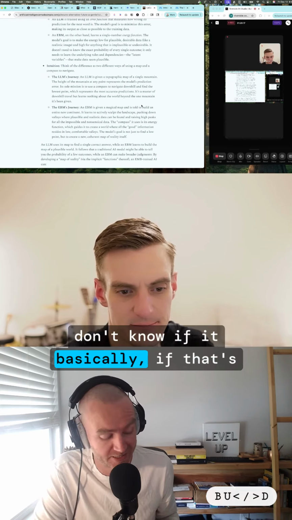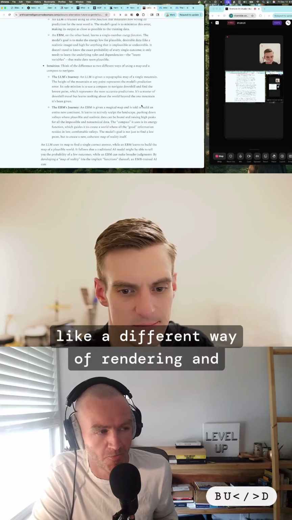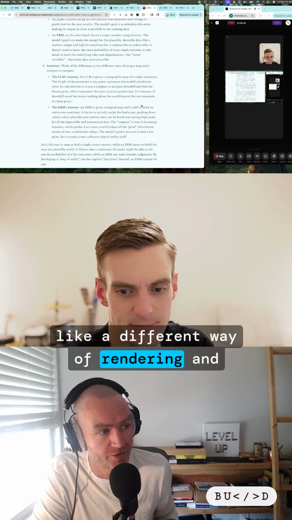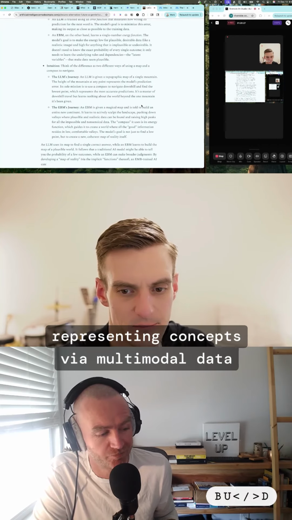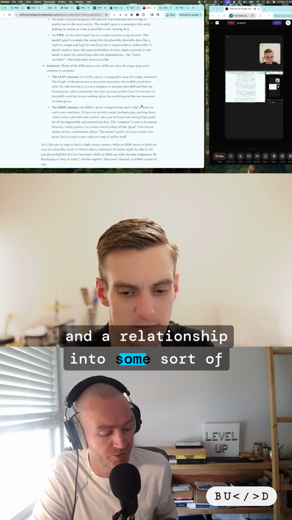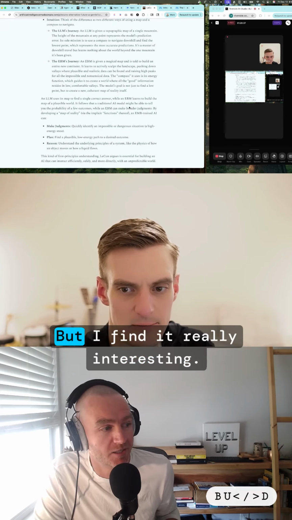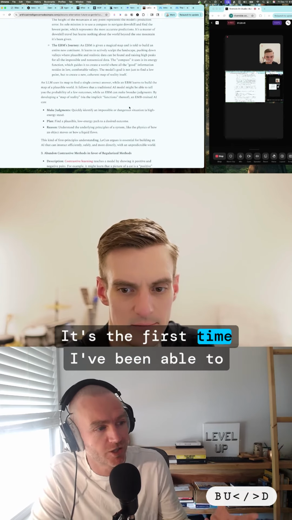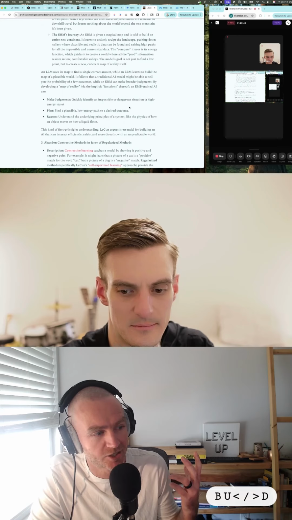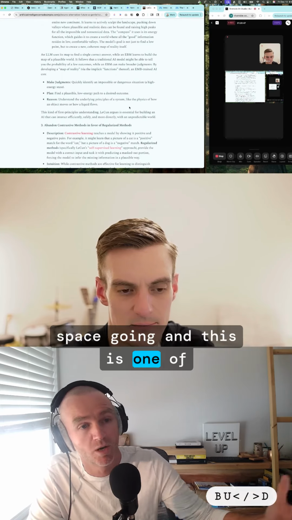I don't know if that's the wrong representation, if it's just literally a different way of rendering and representing concepts via multimodal data and a relationship into some sort of embedding architecture that's meaningful and larger scale. But I find it really interesting. It's the first time I've been able to actually dive into where the frontier model space is going. And this is one of the perspectives, right?